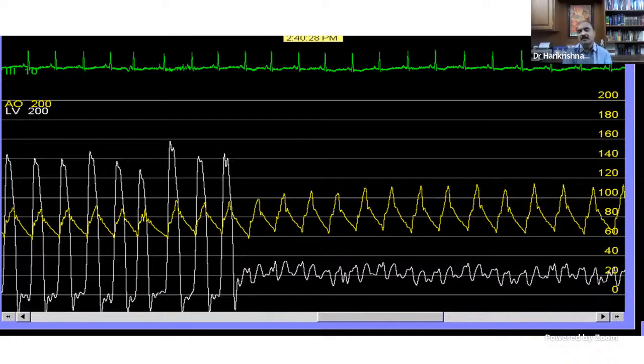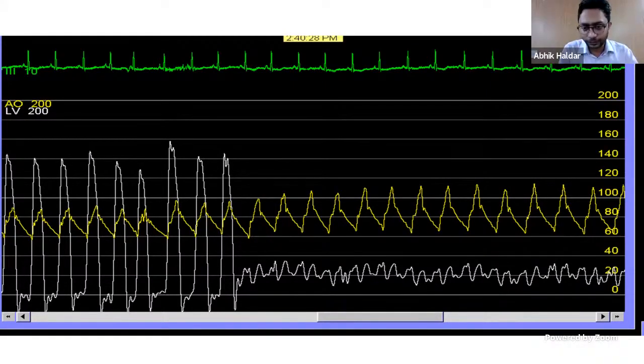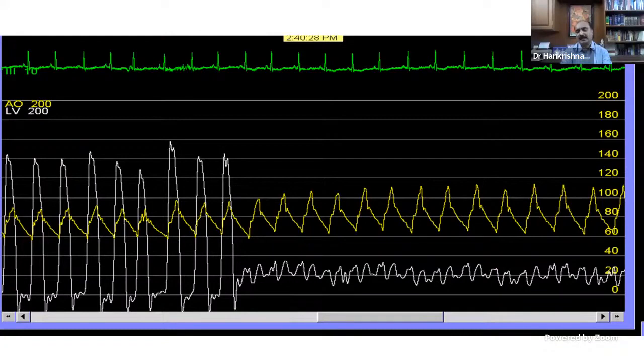Okay. And somebody said about the Carabello sign. So what is the equivalent? What is happening in the aortic pressure? There is a slight increase in the systolic. When is the pressure increasing in the aortic pressure? When the catheter is pulled from the LV to the LA, there is an increase in the aortic pressure.